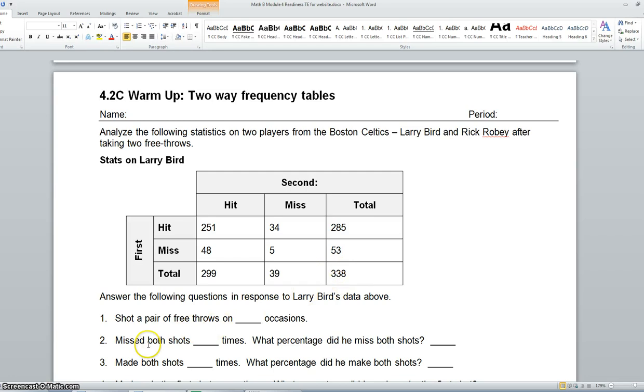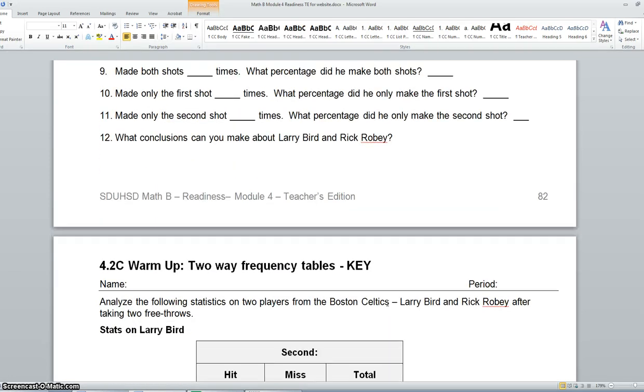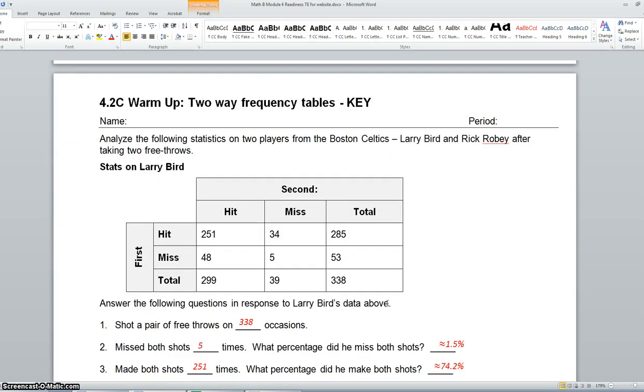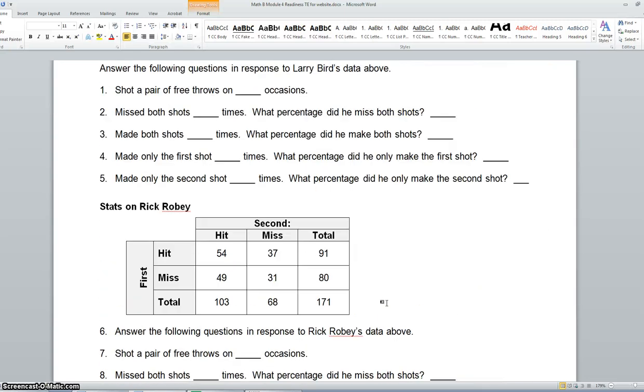Now, missed both shots how many times? So you miss is here, right? Out of how many? So you got to make that into how many times? So number 2, miss is 5 times. Now, how do you make that into a percentage?